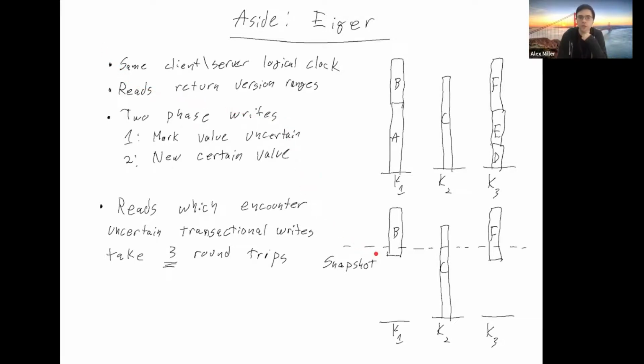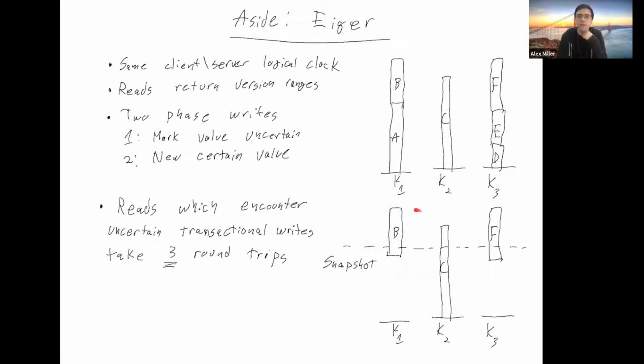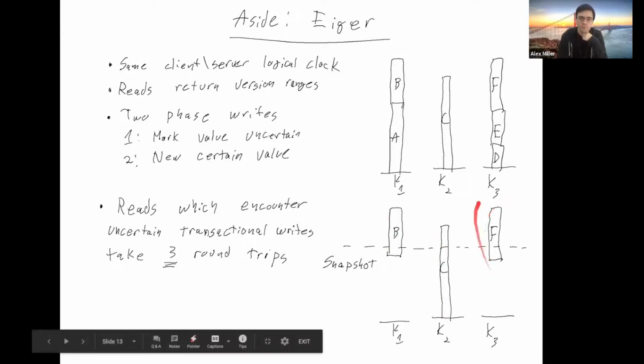How Eiger does snapshot reads is that we have some keys with changes over time. When you do a read, your first round gives you the most recent value, and it gives you the version range that it knows about. So in key 1, server 1, the maximum version the server knows about is here. The commit was done here. And so it gives you the answer is B, and this is the version range.